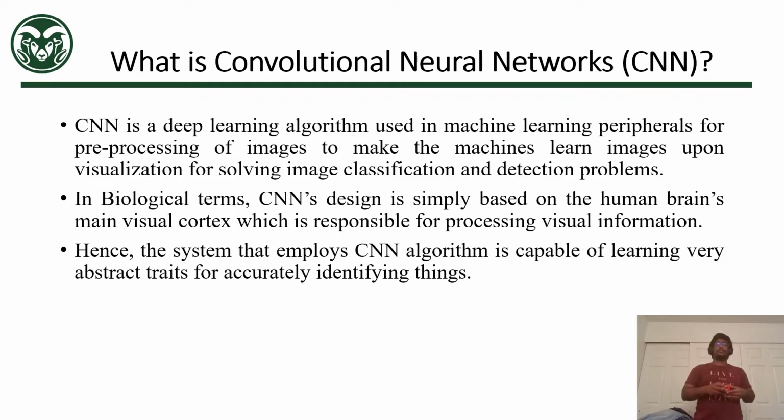This is the most important part of our project, convolutional neural networks. Convolutional neural network is a deep learning algorithm used in machine learning peripherals for pre-processing of images in order to make machine learn images upon visualization for solving image classification and detection problems. In biological terms, CNN's design is simply based on the main visual cortex of human brain, which is responsible for processing visual information. Hence, the system that employs CNN algorithm will be capable of learning very abstract traits for accurately identifying things.